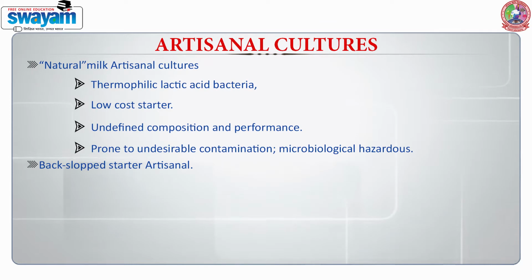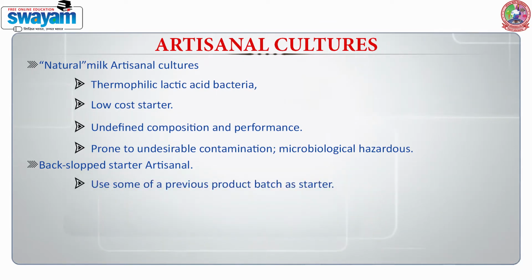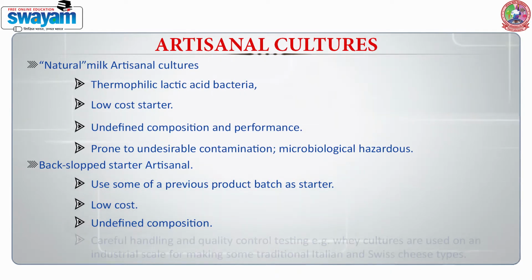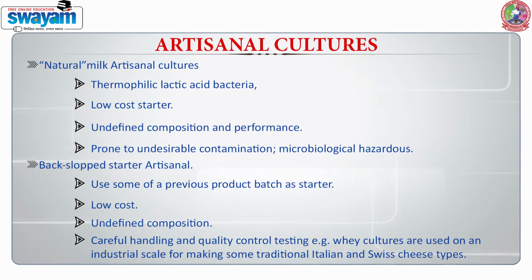Back-slopped starter artisanals utilize some of the previous product batch as a starter. The advantage is that it is low cost, but it is also of undefined composition. Therefore, they require careful handling and quality control testing. Whey cultures are used on an industrial scale for making some traditional Italian and Swiss cheese types. This is an example of the artisanal starter cultures.